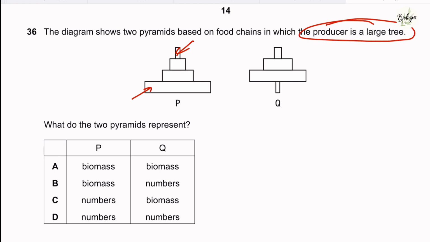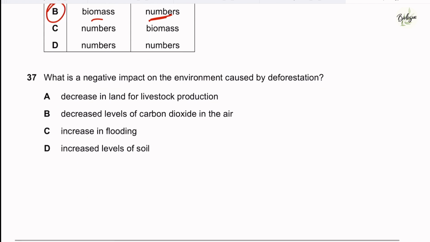So that's your typical biomass-based food chain or food pyramid. That would be the one with the largest section at the bottom and the smallest section at the top. So P should represent biomass. Remember, biomass and numbers in a food pyramid are completely opposite. That's how I like to think about it. So the numbers one should be smallest at the bottom, somewhat large at the top, or at least bigger than the bottom portion. So the correct answer should be B in this case.